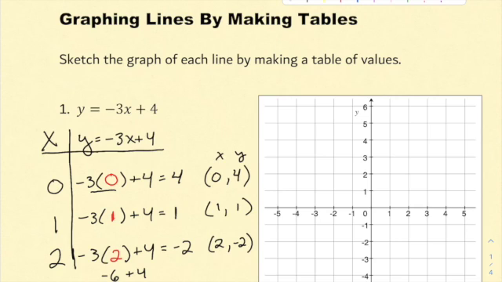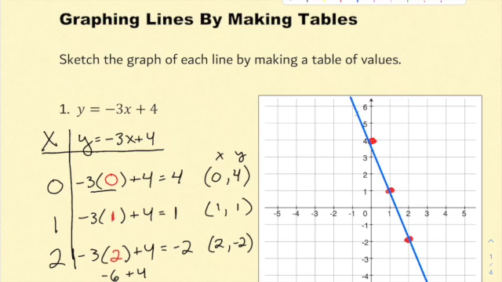And now we're going to plot these points, and just be careful doing so. Remember, your x-axis is the horizontal one. So 0, 4 means don't go right or left at all, but go 4 units straight up. There's the point 0, 4. 1 comma 1 means go 1 to the right and up 1, and 2, negative 2 means 2 to the right and down 2. And now you just connect, notice they're all right in a line, those 3 points. So you just do your best using a ruler or the edge of your notebook or some sort of straight edge to help you draw a straight line through these. And there we go.